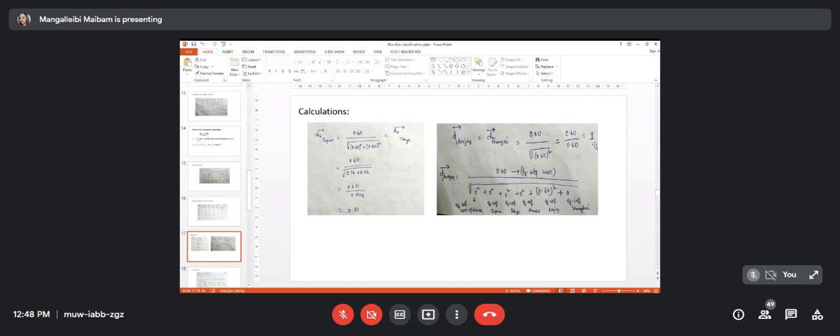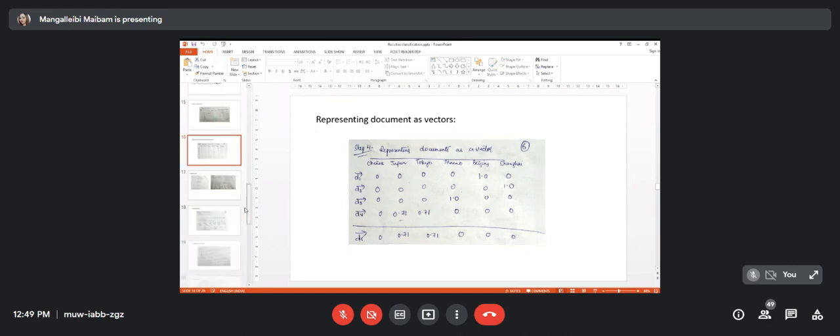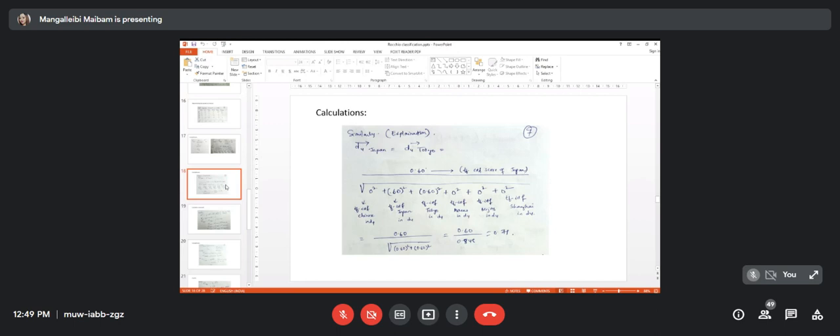Like this, you have to calculate for all the terms, and this is the value I got after calculating the document as vector. This is again the explanation of the other calculations, for Japan, for Tokyo. The explanation is given here.